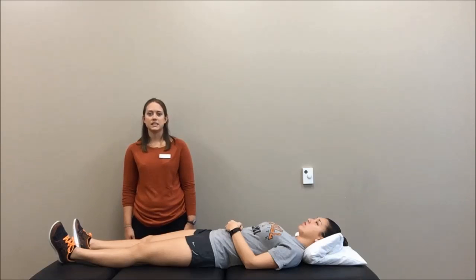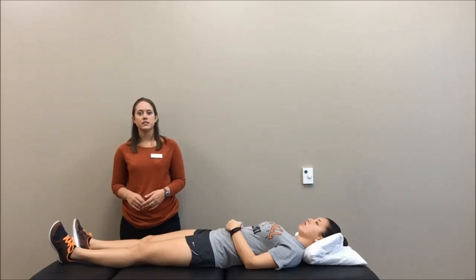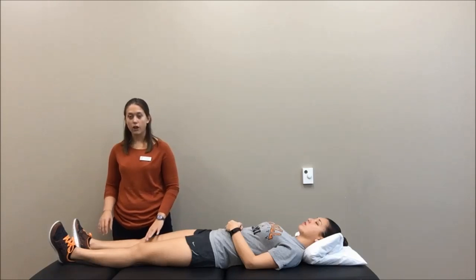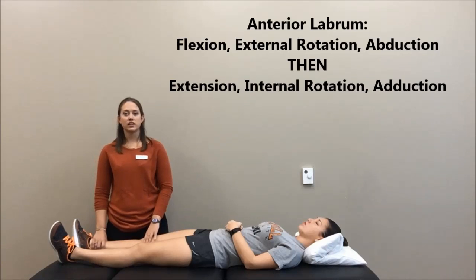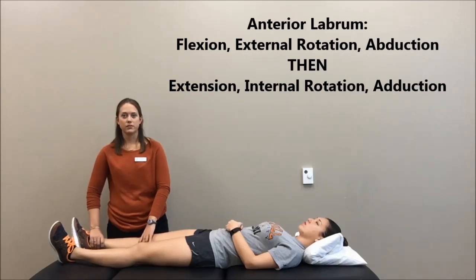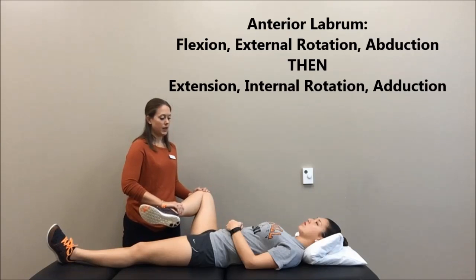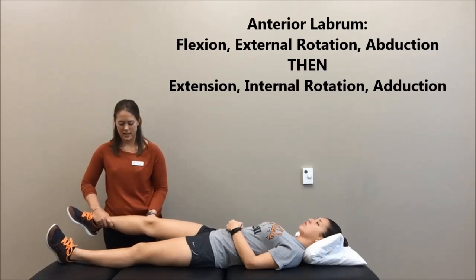The Fitzgerald's test is completed in 2 parts, the anterior labrum and posterior labrum. The physical therapist stands on the side of the hip being tested and places one hand over the knee and the other just above the ankle. Testing the anterior labrum, with the patient lying supine, the physical therapist maximally flexes, externally rotates, and abducts the hip, then extends, internally rotates, and adducts the hip.